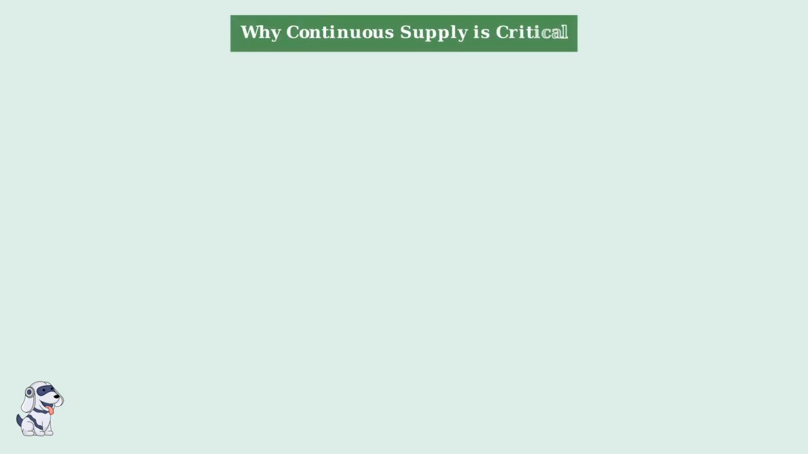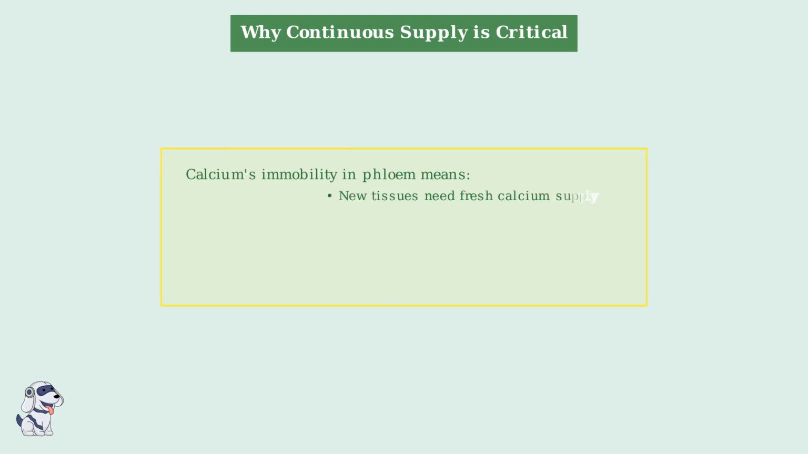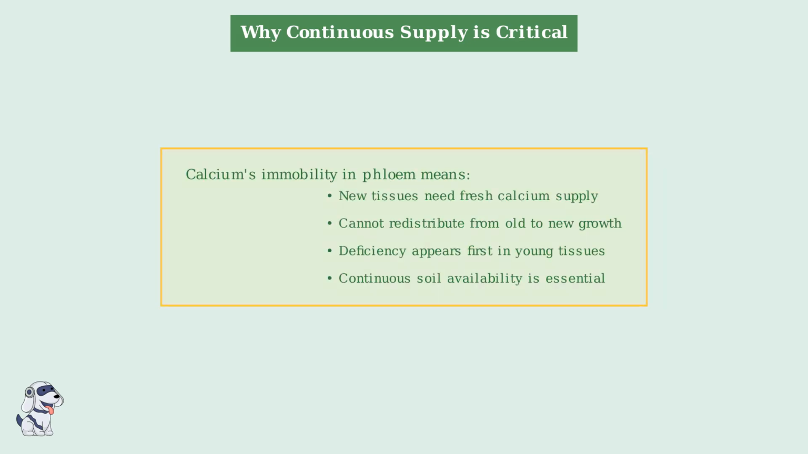The most critical aspect of calcium accumulation is understanding that plants require a continuous supply. Because calcium cannot move through the phloem to redistribute from older to newer tissues, developing plant parts depend entirely on fresh calcium from the soil. This is why maintaining adequate soil calcium levels is essential for healthy plant growth and development.